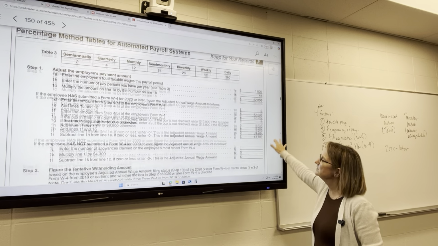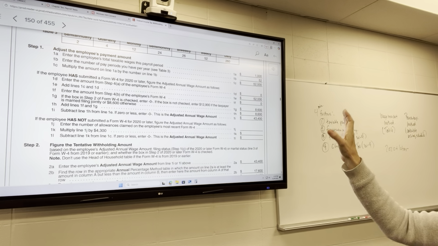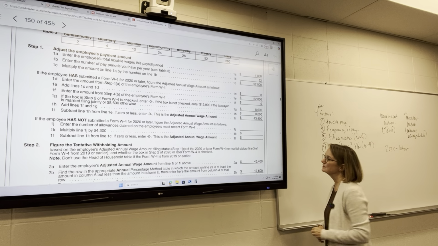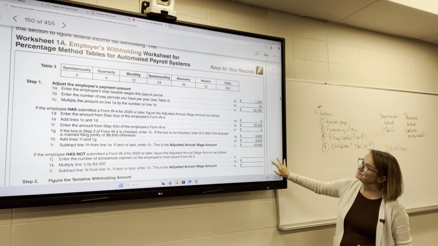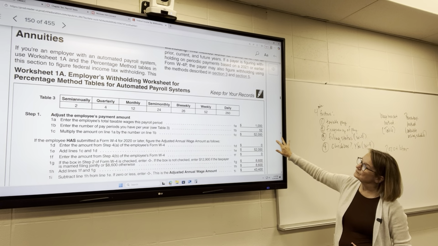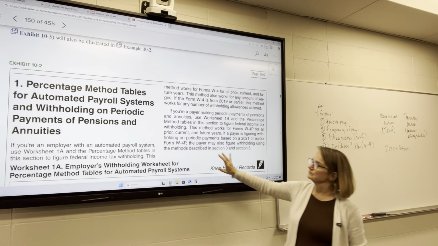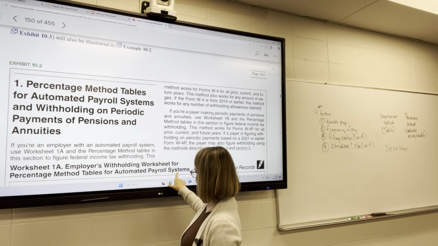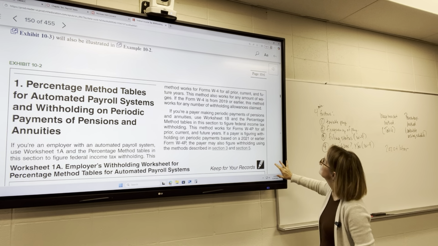One of the things, these worksheets are super helpful. By the way, they have a worksheet for each of these different methods, and just following the worksheet step by step can help you to determine what the withholding is. Yeah, I think this is strange. I think this should actually be for payroll. This shouldn't be for pensions and annuities. I think they've got the wrong title up there.